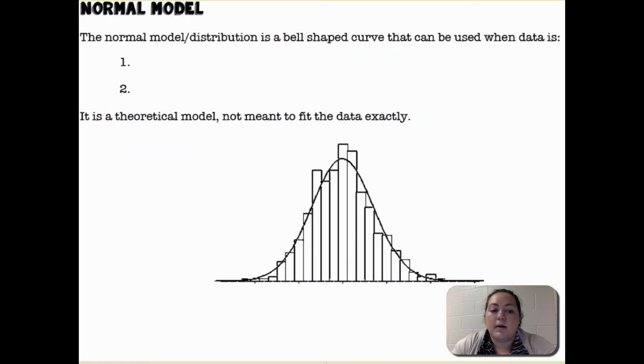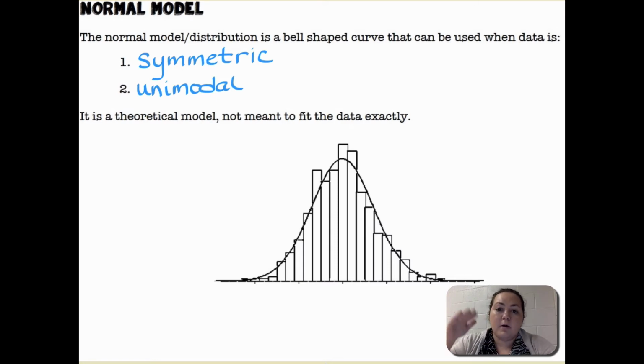All right, the normal model. The normal model or distribution is a bell-shaped curve that can be used when data is symmetric and unimodal. It's a theoretical model, so it's not meant to fit the data exactly. So in that histogram, you can see some of the bars are a little bit below that curve, some of them are above. But theoretically, it's unimodal and symmetric. Remember, if you squint and look back, does it look mound-shaped, like you could fold it down the middle?